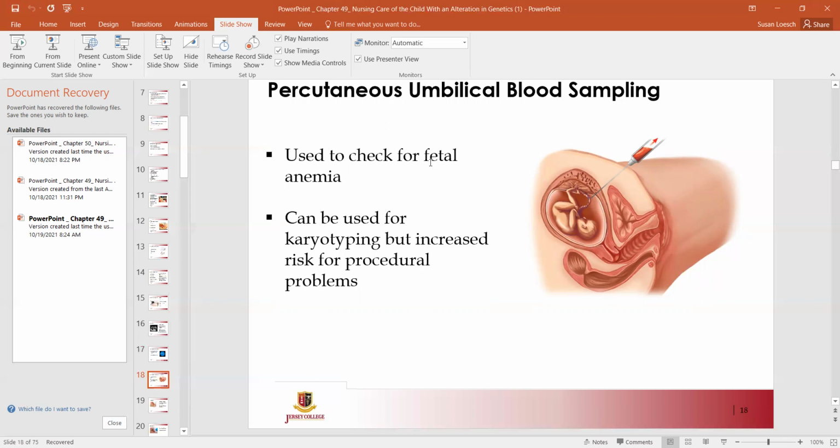We're looking for chromosome abnormalities. Okay, and with this, remember, we said we can also use this to give blood products to the baby or drugs.